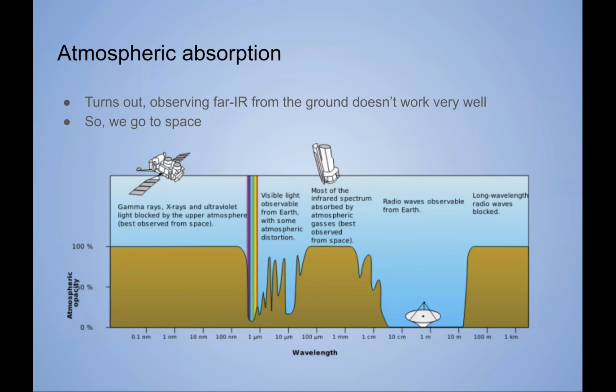The reason the measurements have to be so highly sensitive is because we have to go to space, essentially. On Earth, the atmospheric absorption is just way too high to do any meaningful far infrared observations.